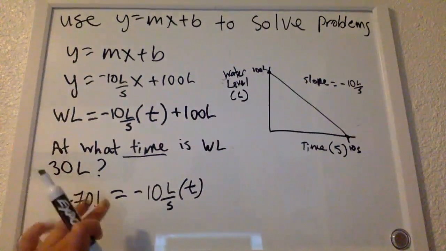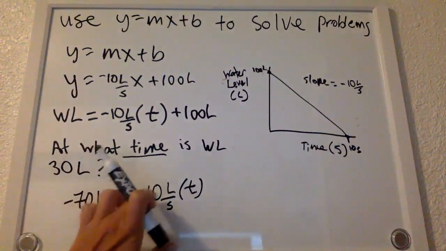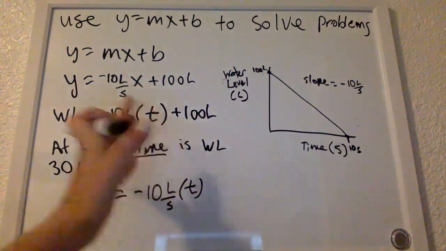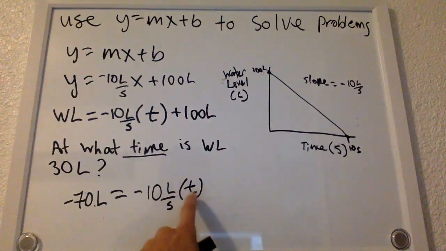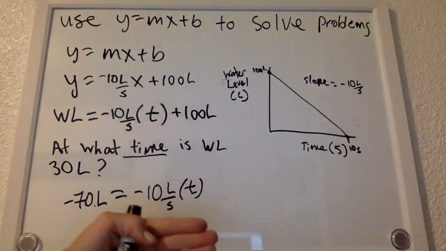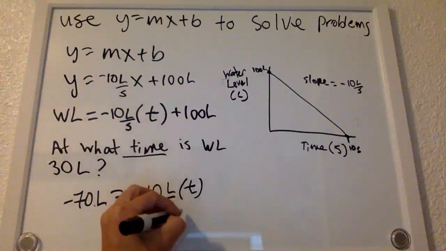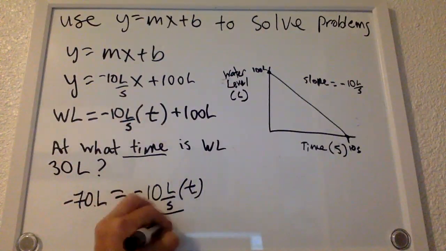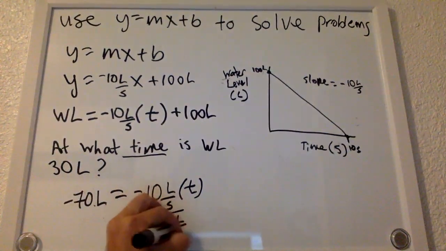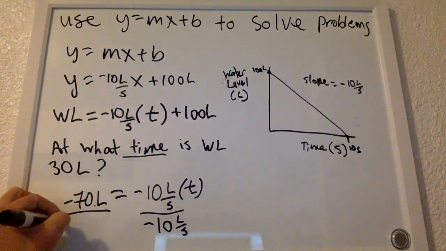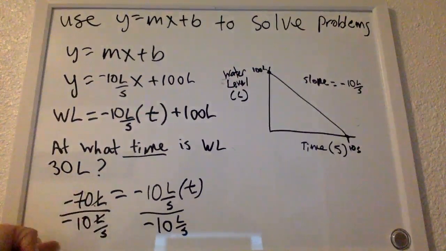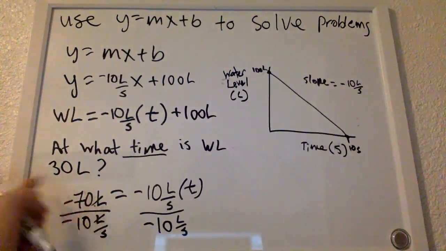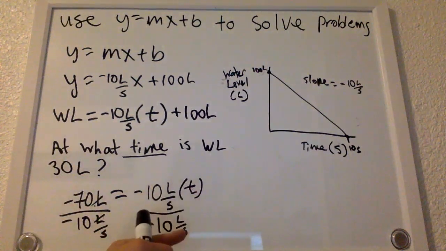All right, so now I've got -70 liters equals -10 liters per second times t. Now, if we're solving algebra, you see that 10 is times the t. The opposite of multiplication is division. So if I divide both sides by -10 liters per second, don't forget your negative, I want to show you that liters cancels, and you'll end up with just seconds on this side, which is good because you were solving for a time. So I would hope your units in the end is seconds.